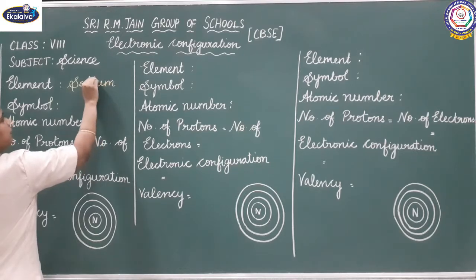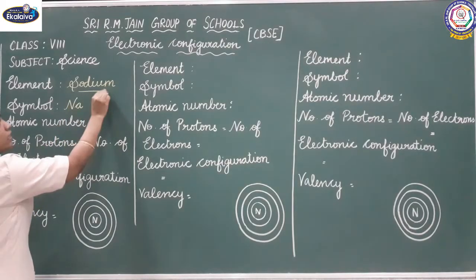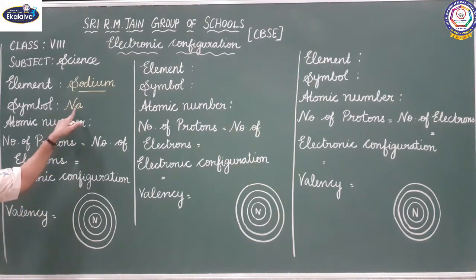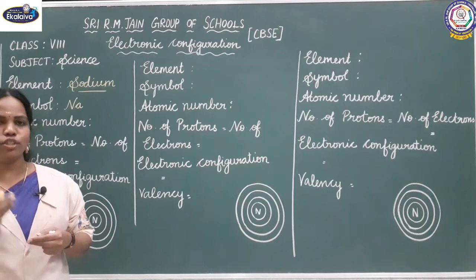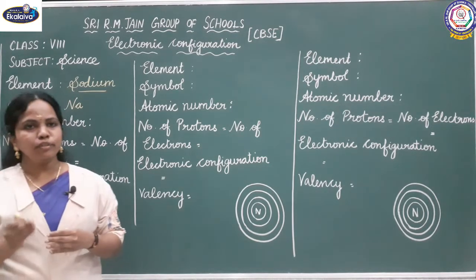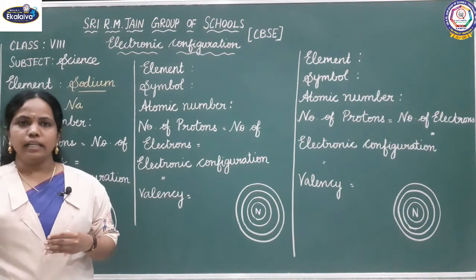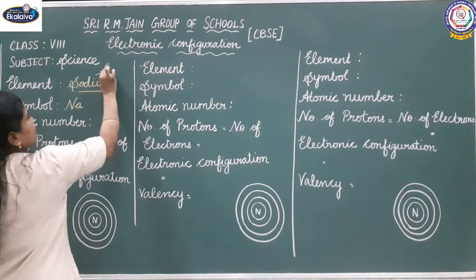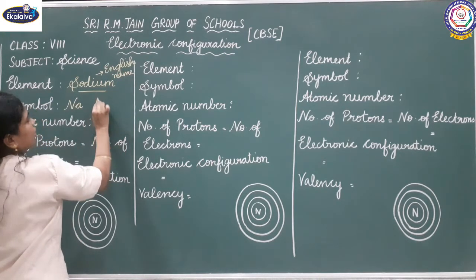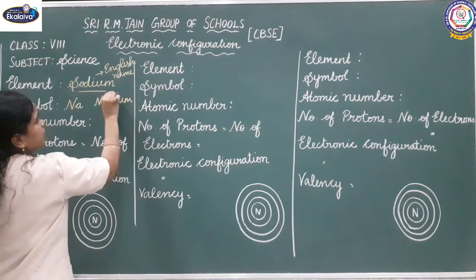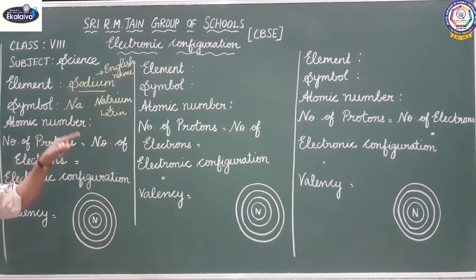Element is sodium, symbol is Na. Are you able to find Na in sodium? No. Then why is the symbol Na? Because some elements have both English as well as Latin or German names. Therefore, in order to avoid confusion, symbols of some of the important elements are derived from their Latin or Greek names. Sodium is the English name, whereas natrium is the Latin name. So, the symbol of sodium is Na.